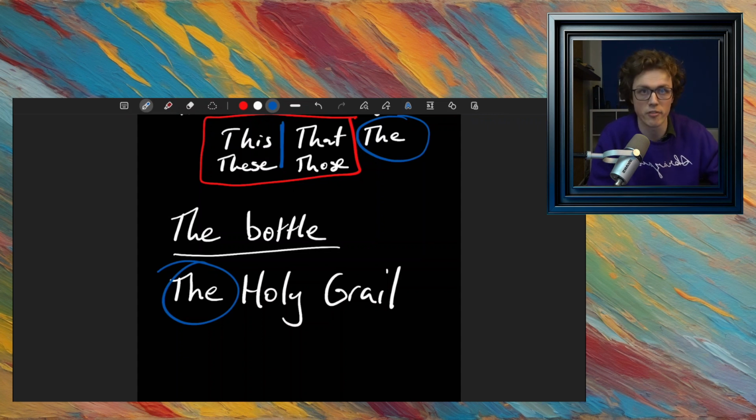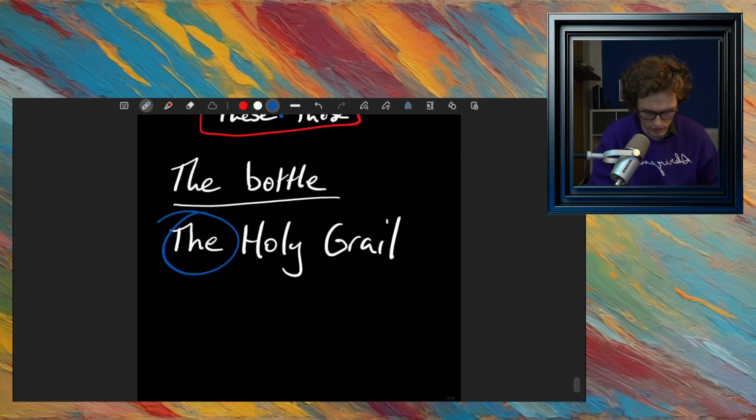So that happens very often when there's a specific thing, but it's not like it's super important, right? And so, what's another good example? Something like, this is the pen I'm using. You wouldn't say this is a pen I'm using, because that sort of signifies that it is an unspecific pen. This is the pen I'm using.